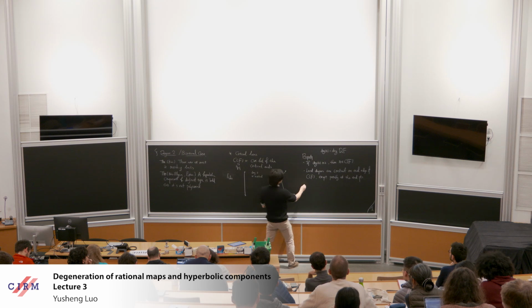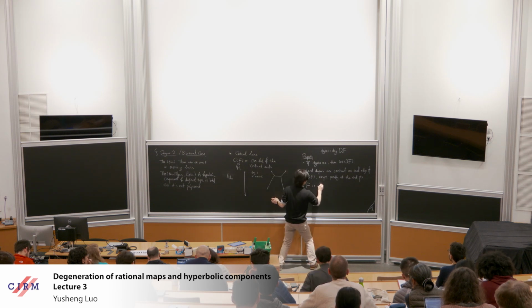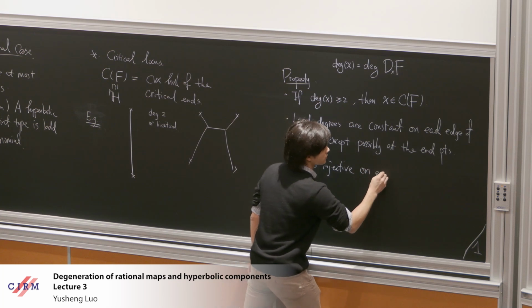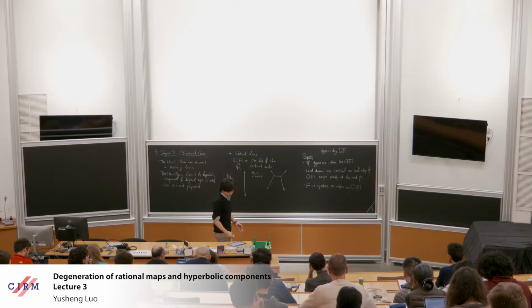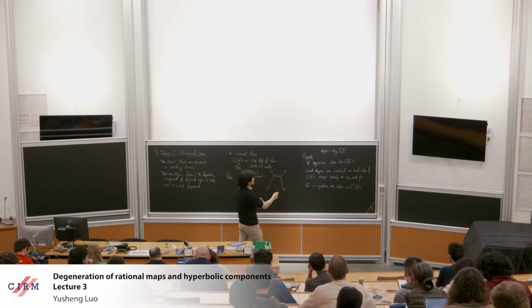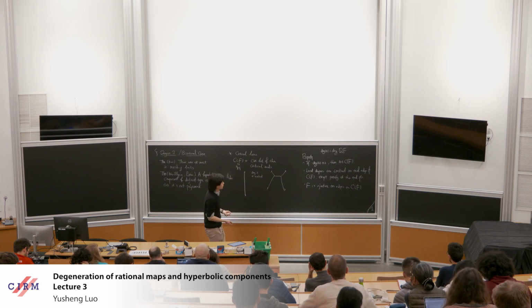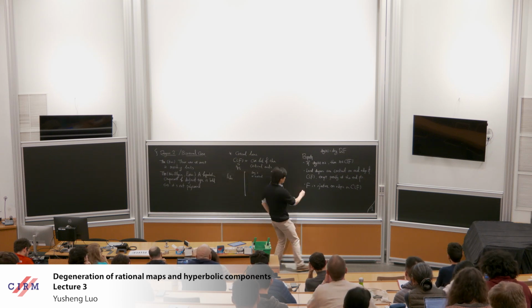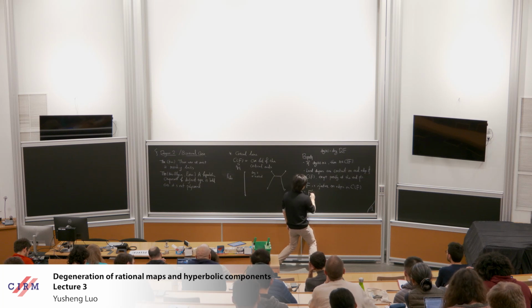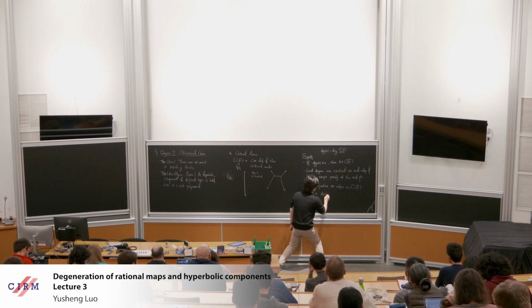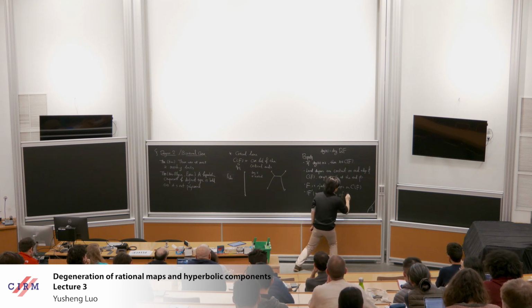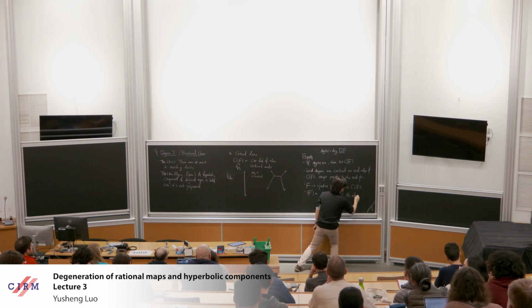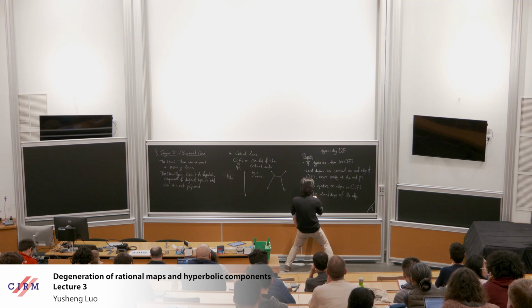And the map is injective on edges of CF. And the map is expanding exactly by the local degree of the map on the edge. So let's say f prime equals the local degree of the edge D. So this is on an edge.